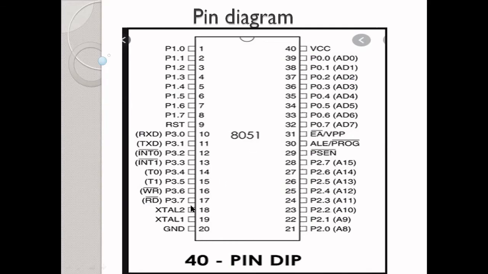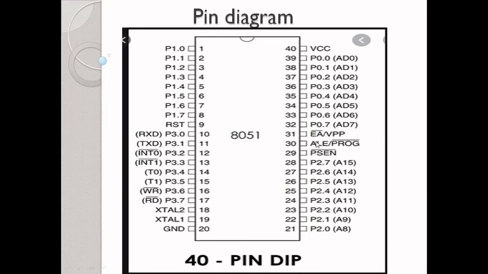Next here you have pin numbers 18 and 19. They are called the crystal oscillator pins, oscillator 1 and oscillator 2. You have to give an external crystal, which will generate a frequency of 12 megahertz. So these oscillators are used to generate an external clock signal of 12 megahertz.